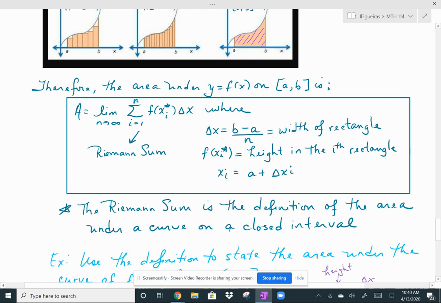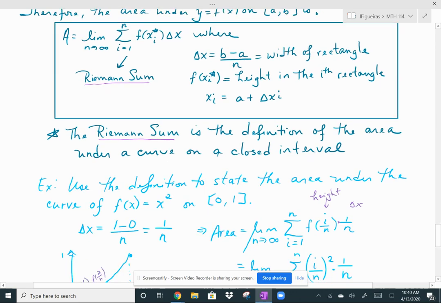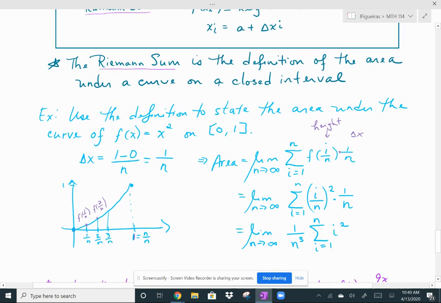Okay, so that summation that I just talked about is called a Riemann sum. And the Riemann sum is the definition of the area under a curve on a closed interval. So we want to use that definition just to express the area under the curve. We're not going to actually compute it. We just want to be able to express it in terms of the Riemann sum. So we're going to do that for f of x equal to x squared on the interval from 0 to 1. Remember, we already did this problem by approximating it. Now we're going to set it up so that we can actually evaluate it in future lessons, but we're going to use the Riemann sum to do the setup.